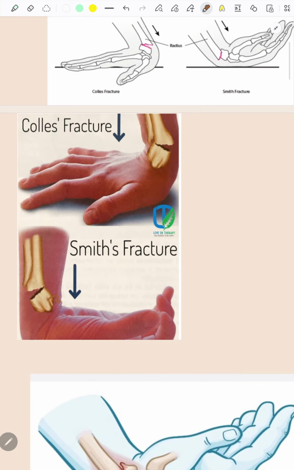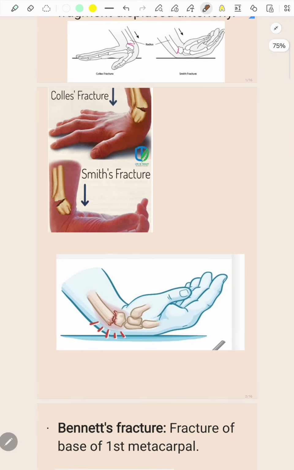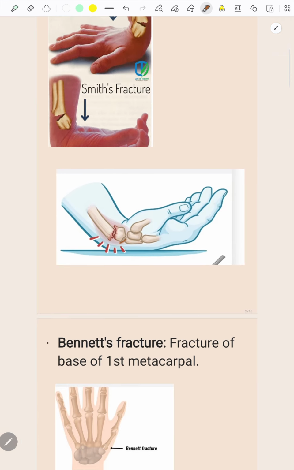Here too we can see Smith's fracture, distal end displaced anteriorly, and in Colles fracture distal end displaced backwards and proximal end is displaced anteriorly. So this is Smith's fracture. Here again we can see this distal end anteriorly.